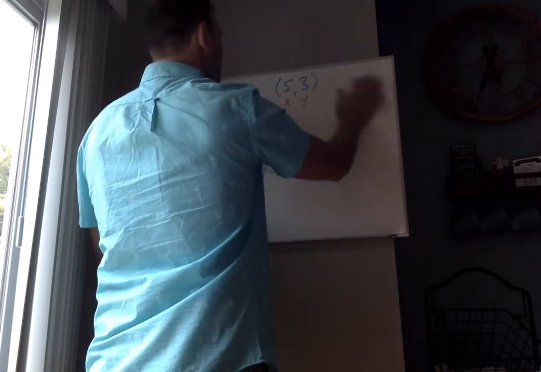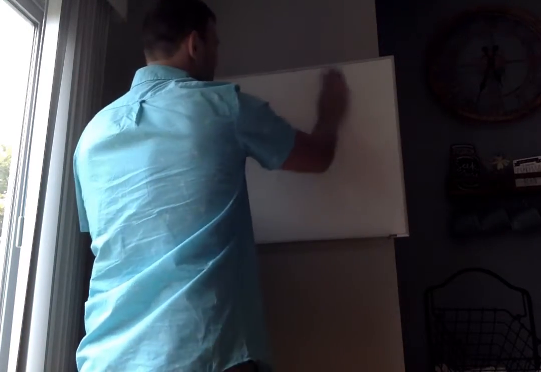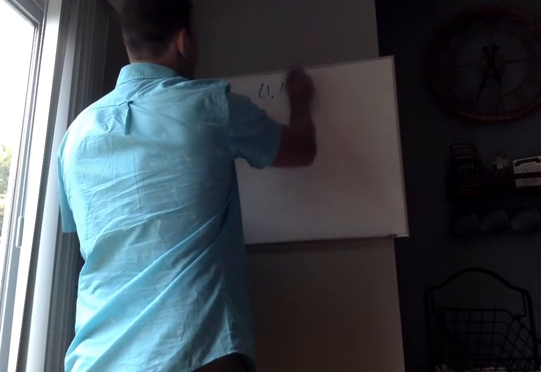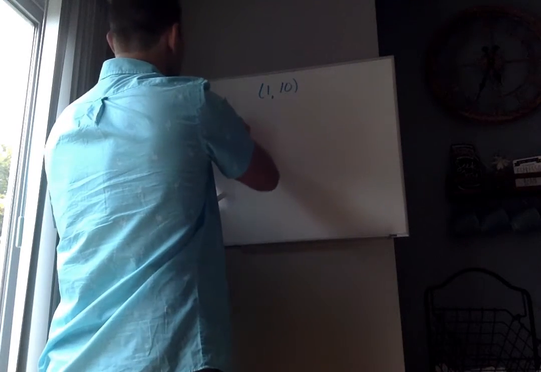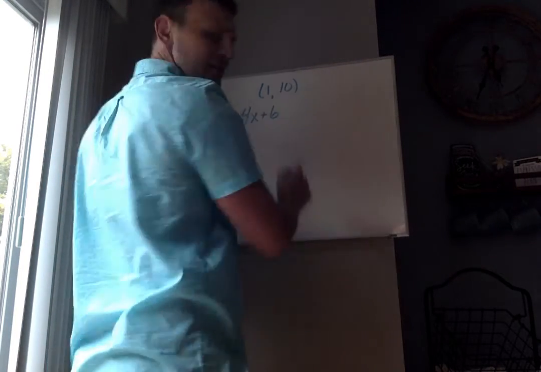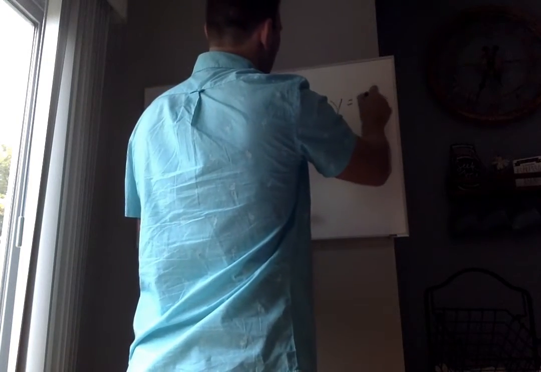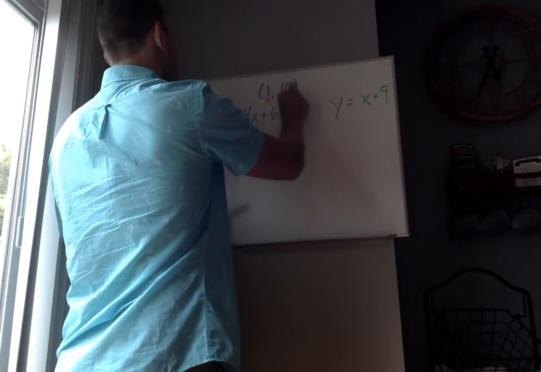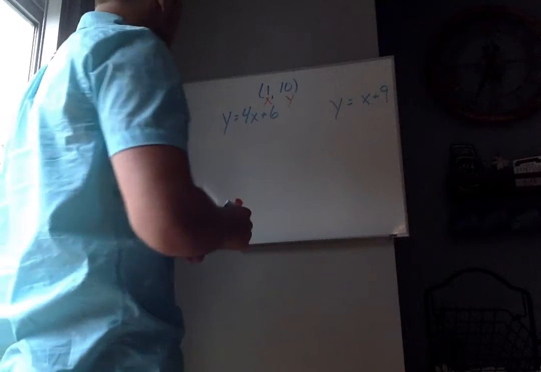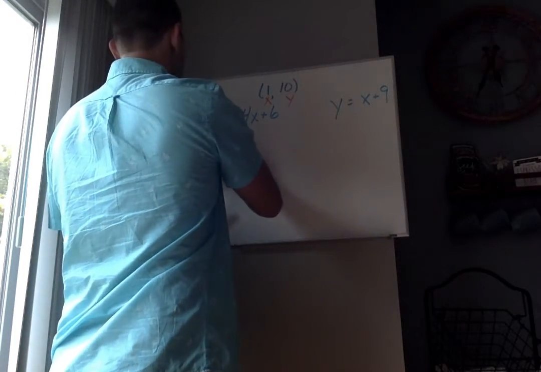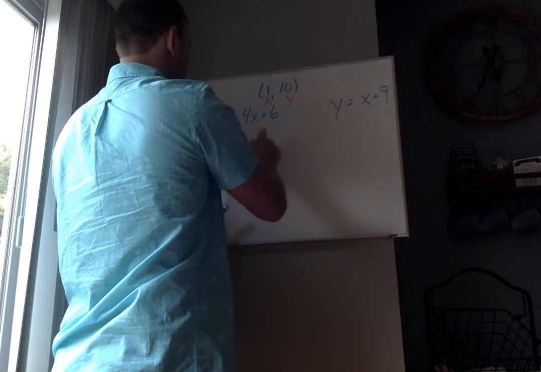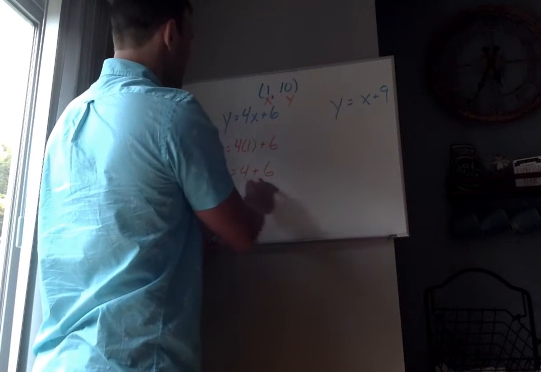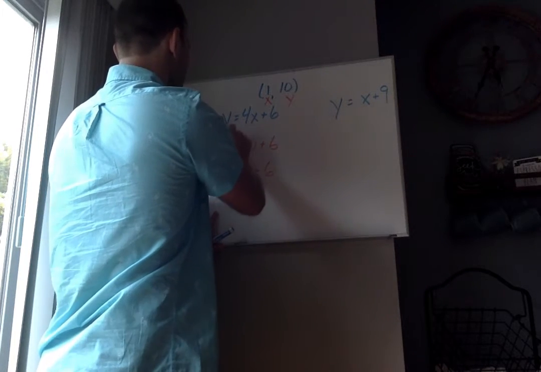All right, here's to hoping for a solution again. This one gives me the point (1, 10). And it gives me y equals 4x plus 6, and y equals x plus 9. So I'm going to label my point (1, 10) as x, y. So I have 10 equals 4 times 1 plus 6. Well, 4 times 1 is 4. So does 10 equal 4 plus 6? Okay, remember, you're asking yourself if this is true.